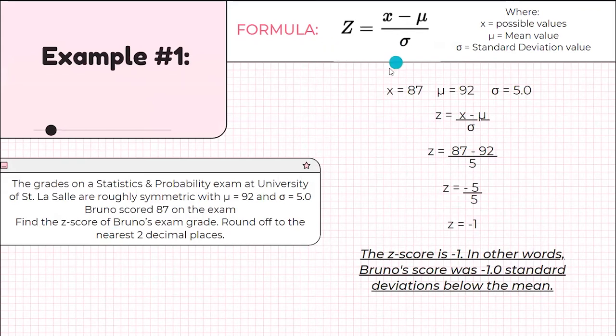Okay, example number 1. The grades on a statistics and probability exam at University of St. La Salle are roughly symmetric, with a mean of 92 and a standard deviation of 5. Bruno scored 87 on the exam. Find the z-score of Bruno's exam grade. Round off to the nearest 2 decimal places. So the given in this example are x, which is equal to 87, the mean, which is equal to 92, and standard deviation of 5.